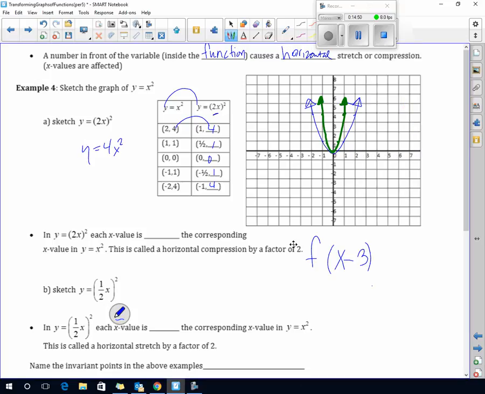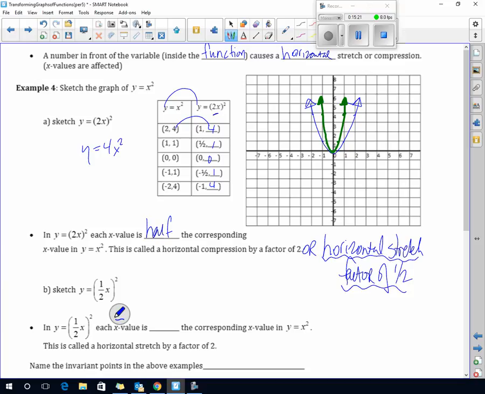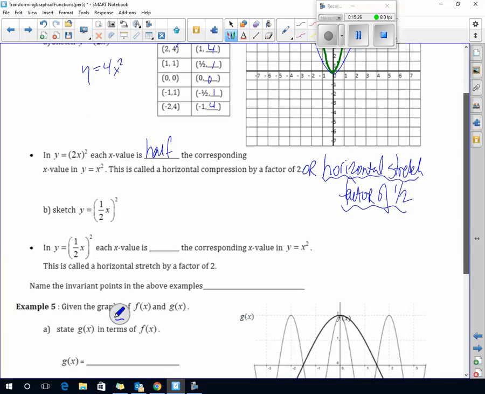How else would I write this? Or a horizontal stretch factor of, what is it? A half, yes. And again, this would be the answer in the back of the textbook, horizontal stretch factor of a half. So what would happen if I make the x values a half the amount? How would I have to compensate it to get the same output? I would have to times it by 2.